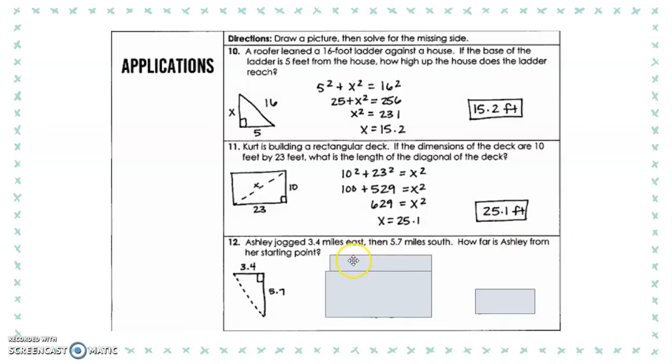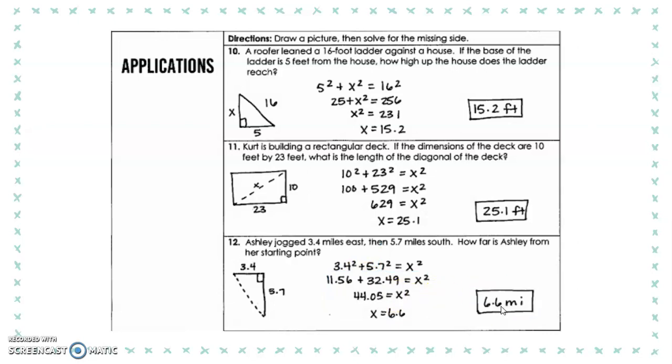Number 12 is done the same way, so I'm just going to show you that work and those answers. But when we draw out our picture, we are just going to draw it out as we go. So the 3.4 miles east and 5.7 north or south, and then we are finding the distance.